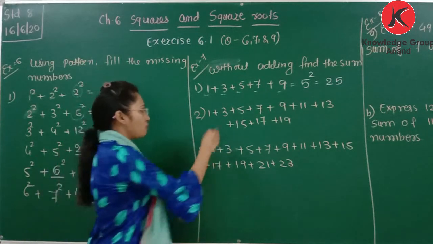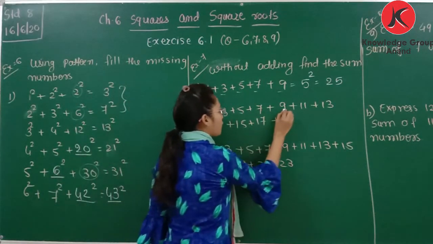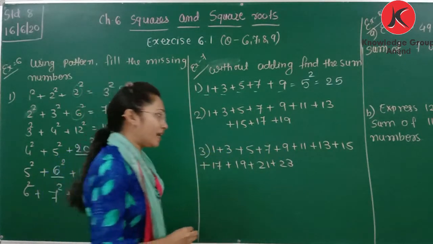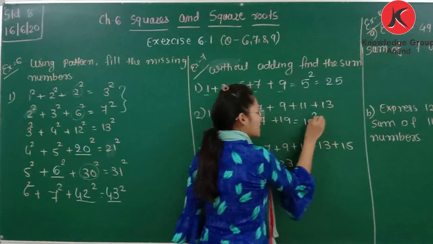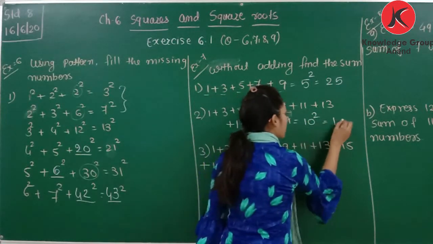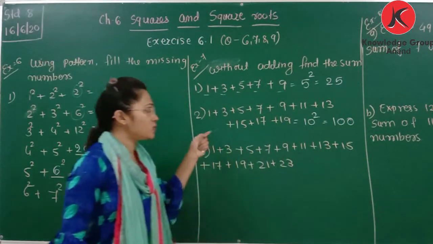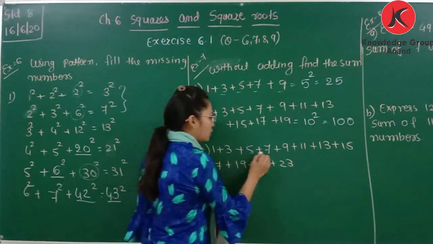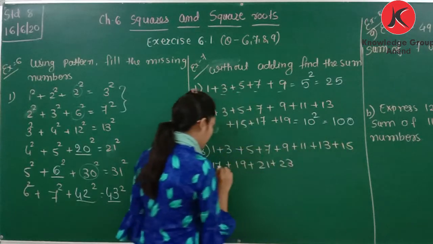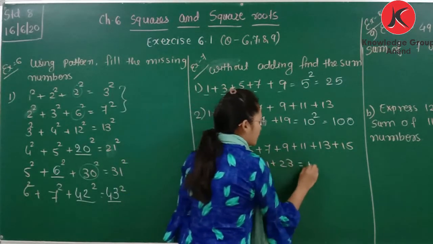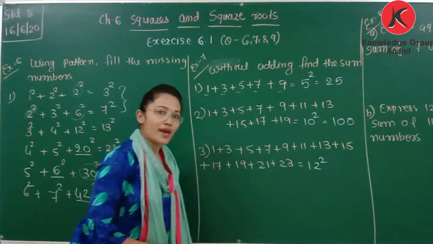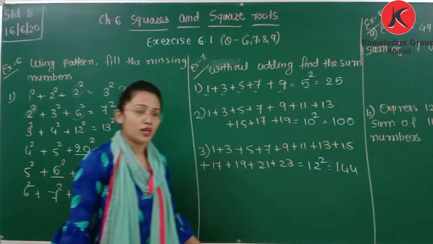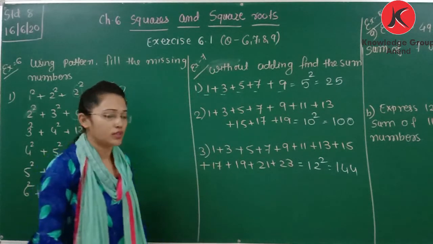Clear? Now 1 2 3 4 5 6 7 8 9 10. How many odd numbers are here? 10. So it is written as 10 square. 10 square means 100. So without addition we can find the sum of odd numbers. Now 1 2 3 4 5 6 7 8 9 10 11 12. So it can be written as 12 square. 12 square is 144. Okay, this way you can find the sum of numbers.